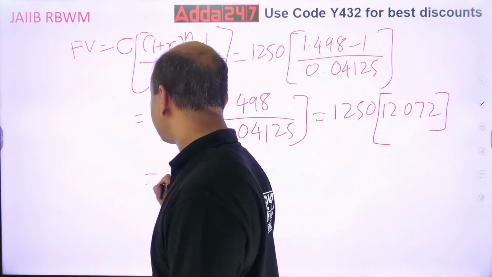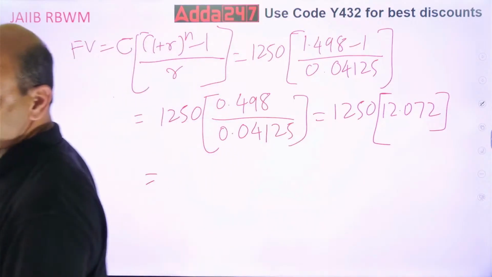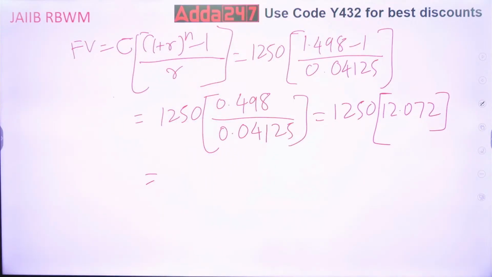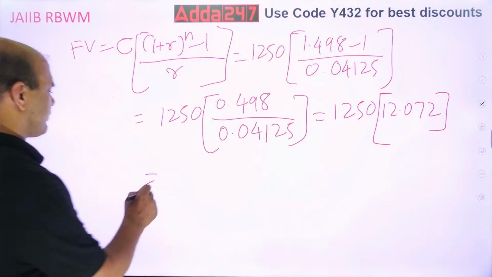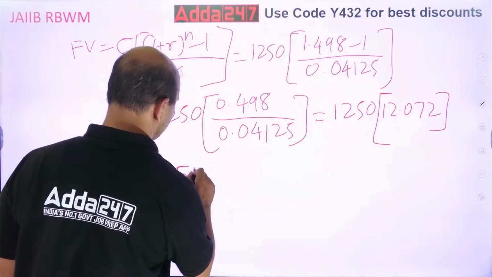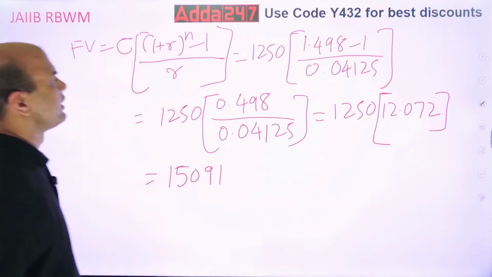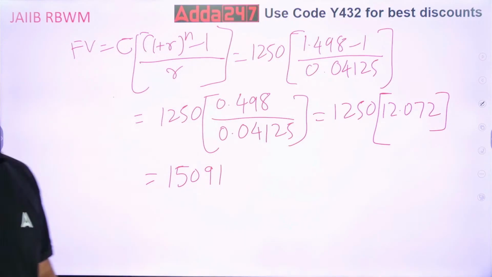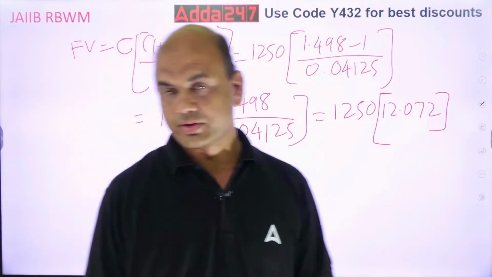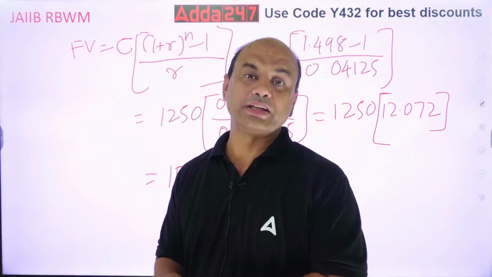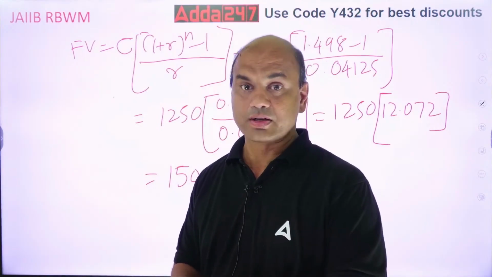What are you getting? 12.072 into 1250 is 15,091. This is the future value. Okay? Kindly note, present value and future value, these two things are different.